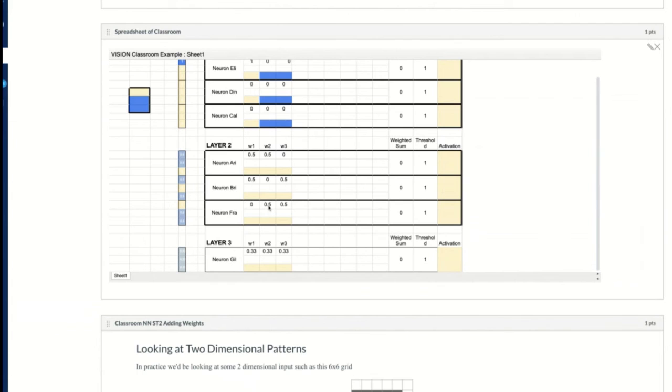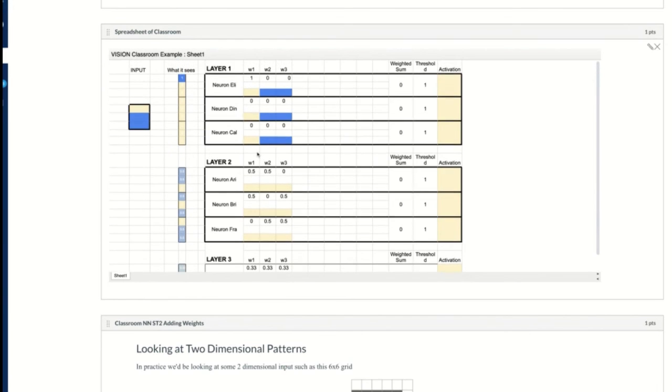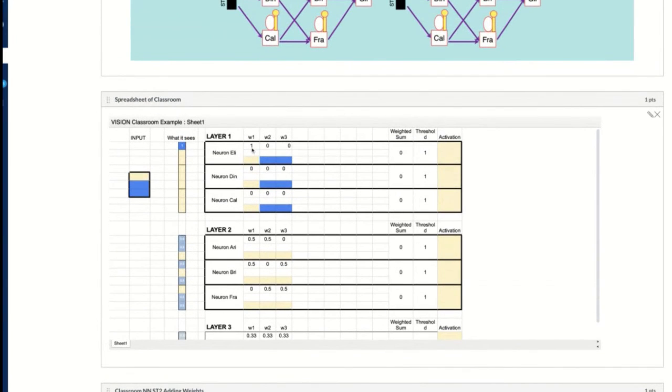Fra is looking only at the second and third ones in the row before him. It's only looking at Din and Cal. Bree is looking at Eli and Cal, and Ari is looking at Eli and Din. Eli is just looking at the first input pixel. Oops, and these should be 1 and 1 here. So it's a typo right here and a typo right here. So Din is only looking at pixel number 2 over here, and Cal is only looking at pixel number 3.